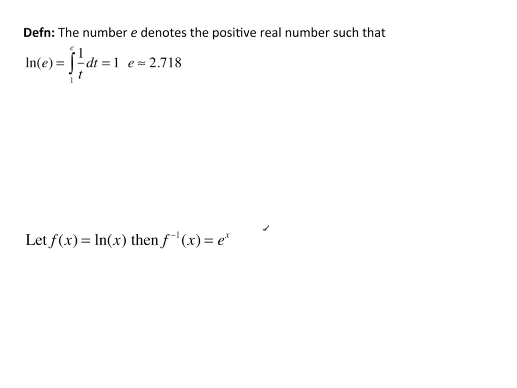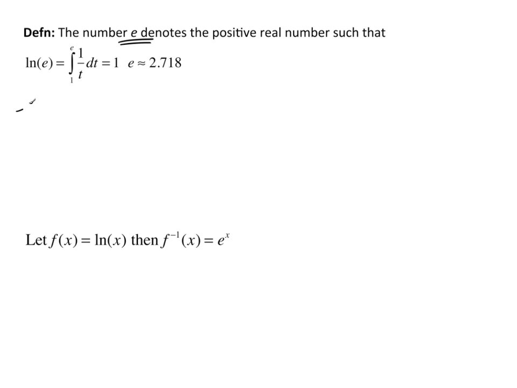Now that we looked at the natural log of x, I want to shift our focus a little bit to the number e. And how is it defined? Well, ln e is defined as the integral from 1 to e of 1 over t dt such that this integral is equal to 1.